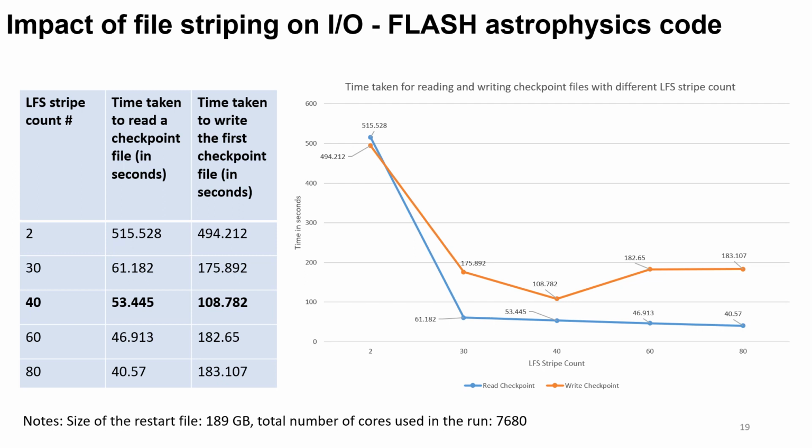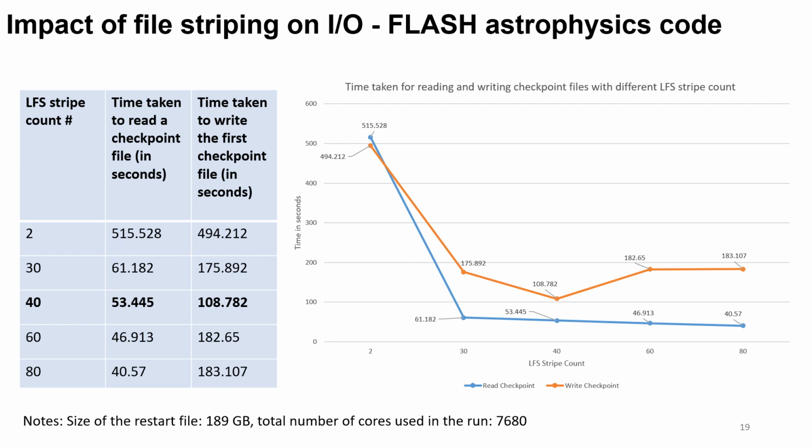To find a remedy for this situation, performance testing was done using different Lustre stripe count settings on different output directories. The code was run on 7,620 CPU cores, and the size of the checkpoint file that was initially read was 189 GB. The data related to this testing is presented on the slide. As we can observe from this data, with the stripe count of 80, the time taken for reading the file was lowest, while with stripe count 40, the time taken for writing was lowest.